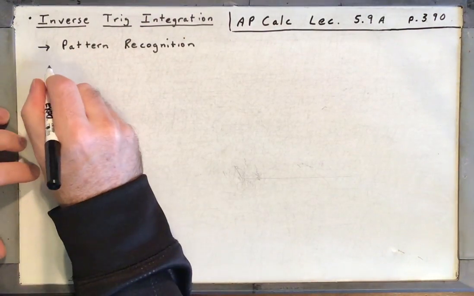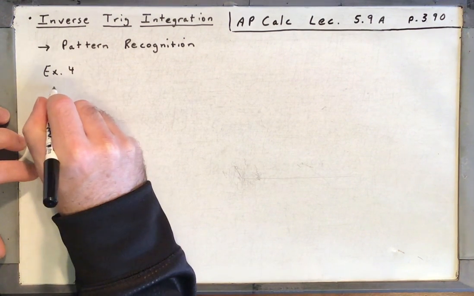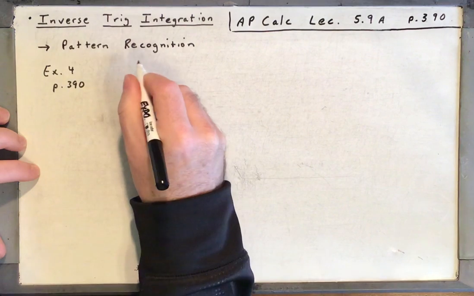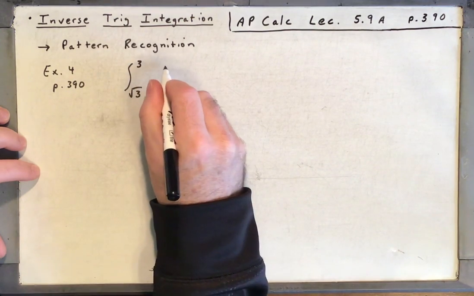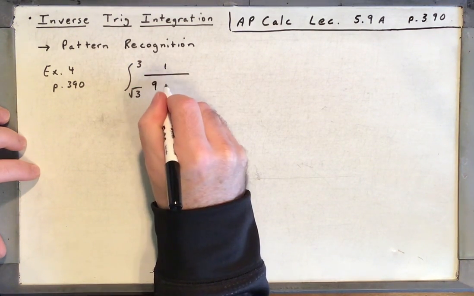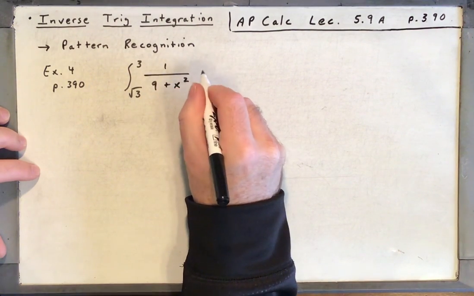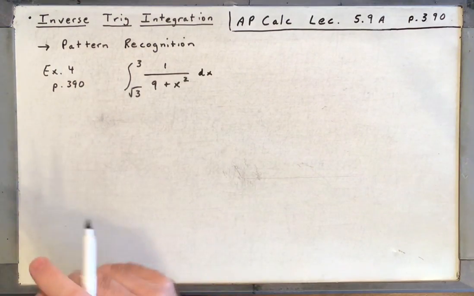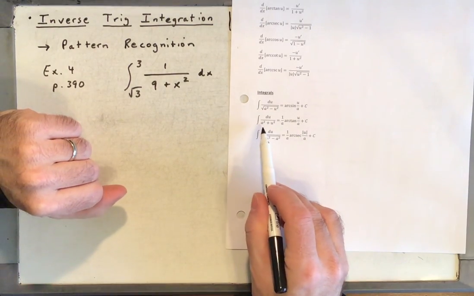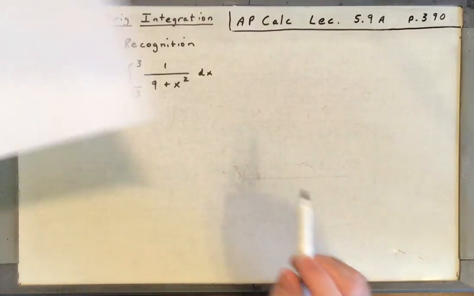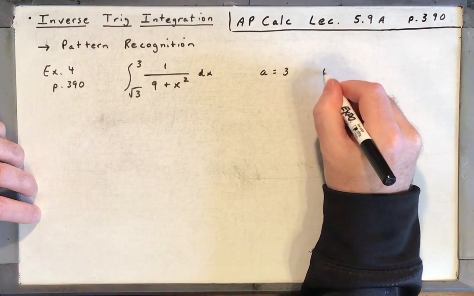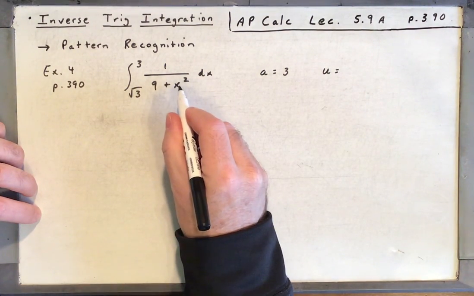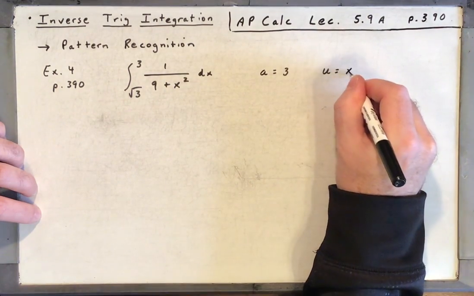All right, let's look at number 4 on page 390. And that one we are integrating from root 3 to 3 of 1 over 9 plus x squared. So if you'll look at your formula sheet, you'll see that the pattern that this matches is arctangent. No square root in the bottom. a, of course, is your constant. a would be the square root of 9, which is 3. And then u squared is x squared, so u would be x.